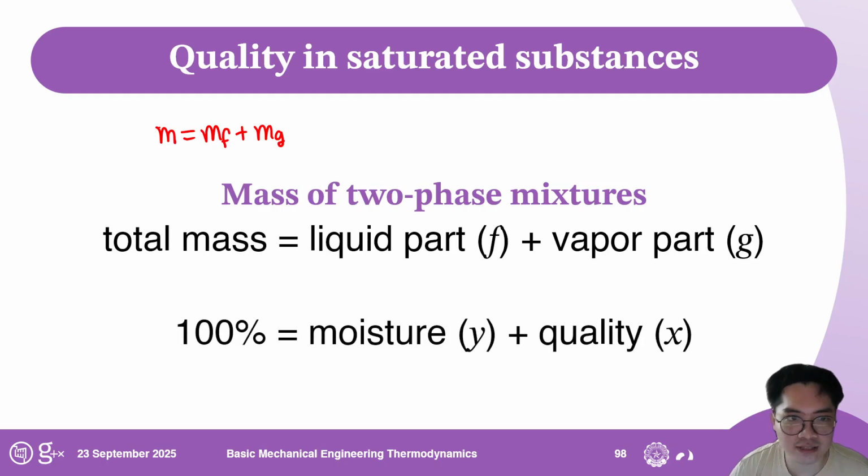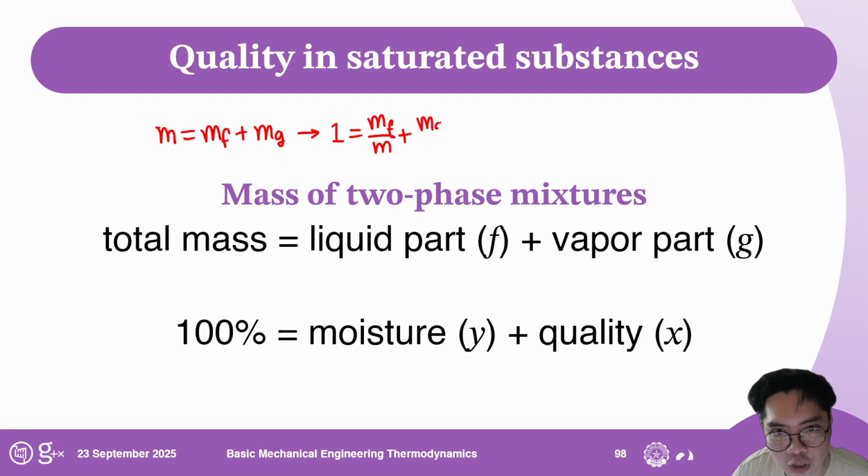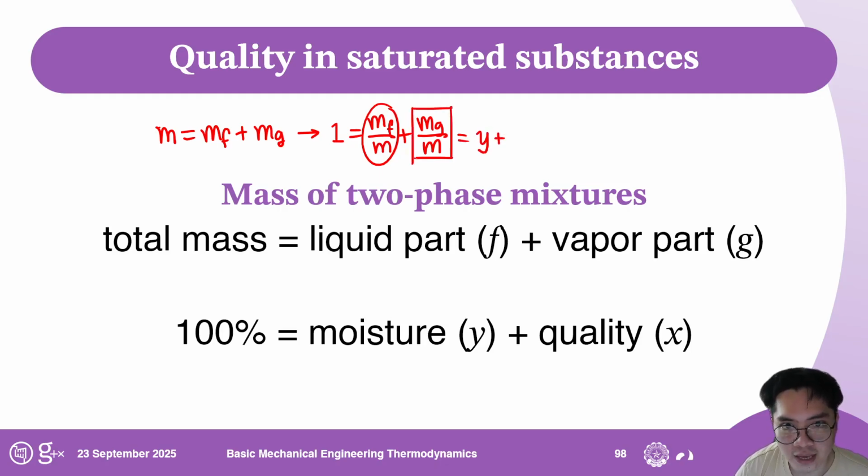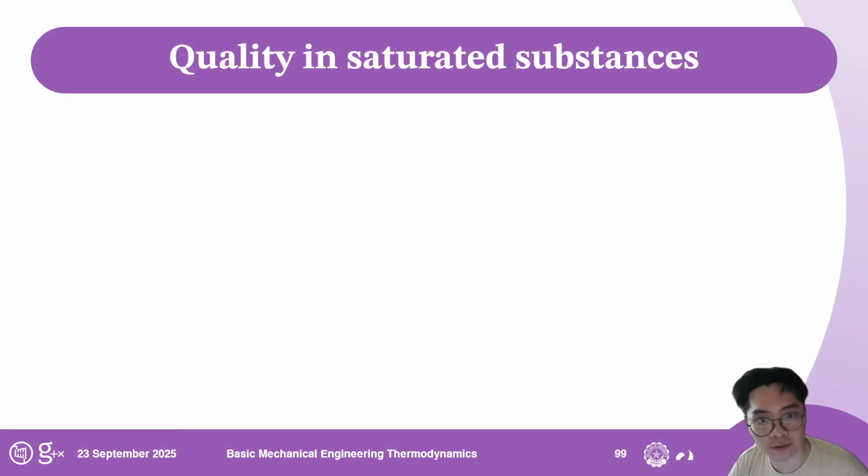And the other part is that if we divide both sides by m, we will get this thing: MF over m plus mg over m is equal to 1. In this case, this is the amount of liquid relative to the total, which is moisture. And this thing is the amount of vapor relative to the total, which is your quality. So this thing, x plus y, is again equal to 1. Okay, so we'll think about these for later, but for now, we'll think of properties as well.